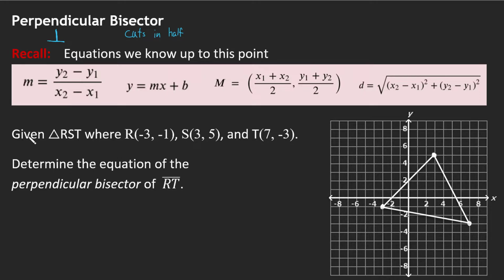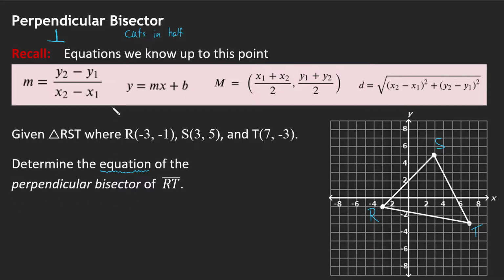But what's the question? Okay, the question is this. Given triangle RST, where R, S, and T are these points, and I've pre-graphed it on the right-hand side. So here's R, S, and T. So given those three vertices, determine the equation. So some flags are going off here. Determine the equation of the perpendicular bisector of line RT.